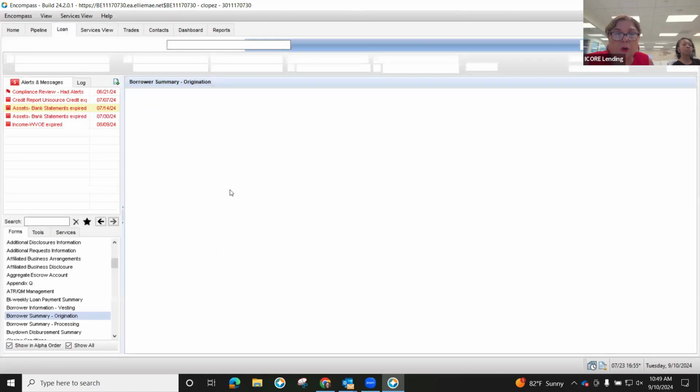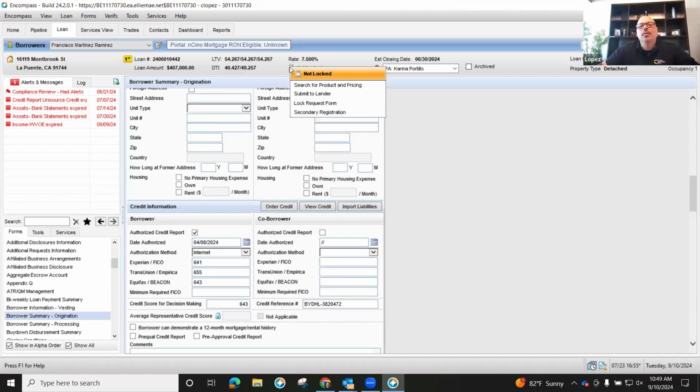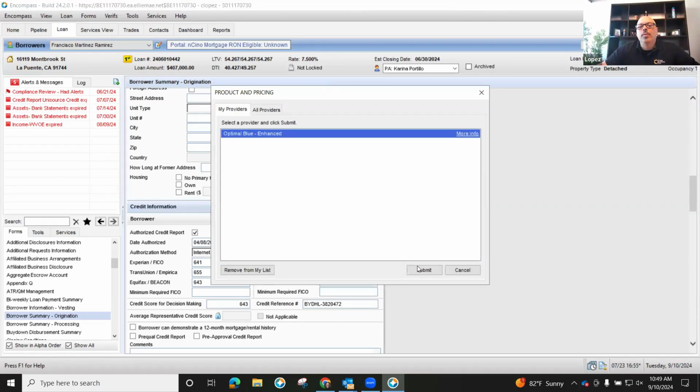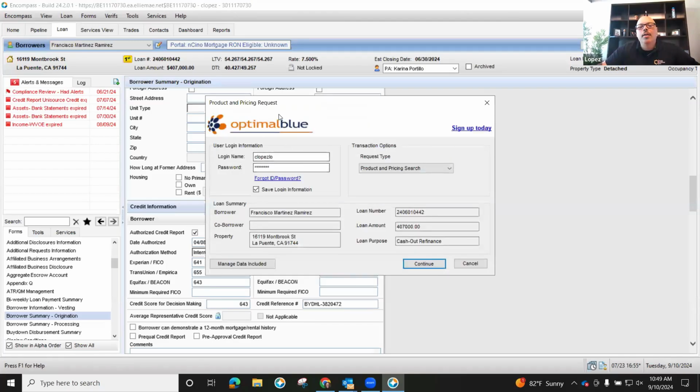Or do you want me to reinforce any part of that, please? Yes, I'm sorry. Do you want me to go over it again? Again, if you're in Encompass, it's as simple as just clicking on the lock. You're going to click product and pricing. You want to go to Optimal Blue Enhanced. It will come up with your login information. You're going to click continue.